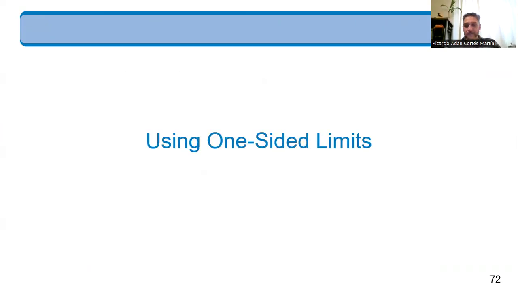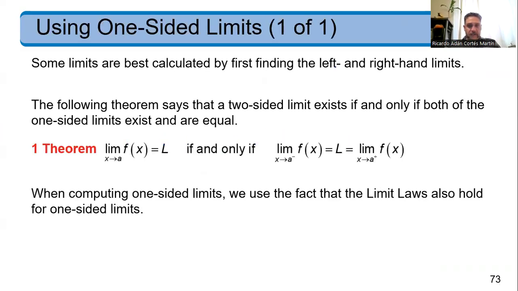When using one-sided limits, we can apply the same, and sometimes it's easier to get the left side limit or the right side limit. And if both are the same, then we have our limit.